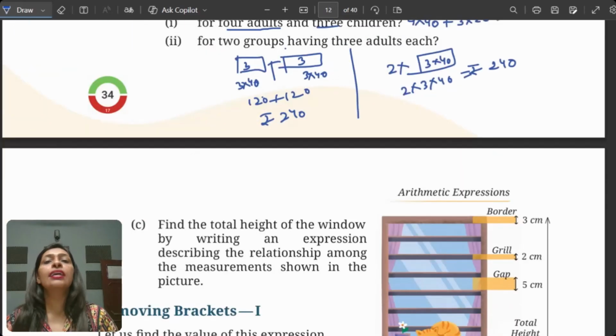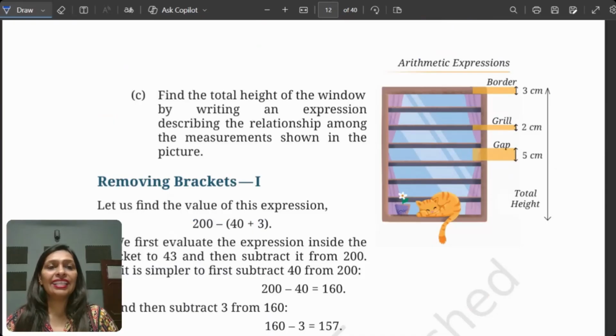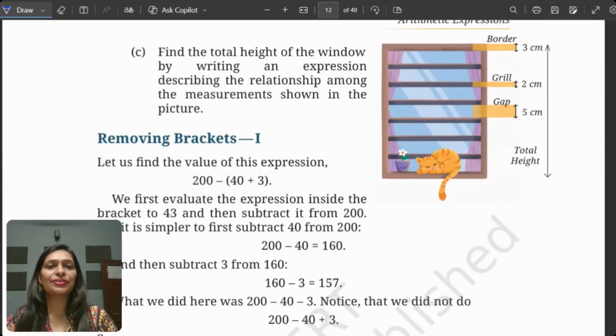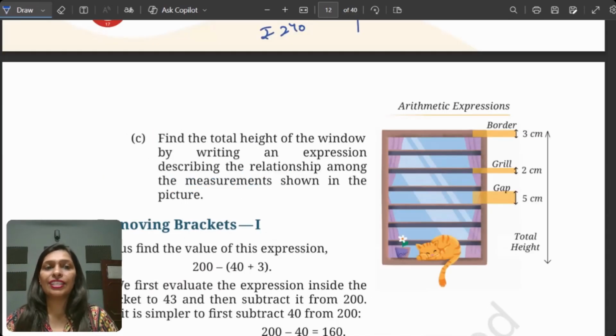All right, so I hope you have understood the concept well, how we are actually working on these expressions. Now again, the next question is a very, very interesting one. How to work on this? This is a really nice question, because you have to think a lot here, and you have to observe the figure a lot.